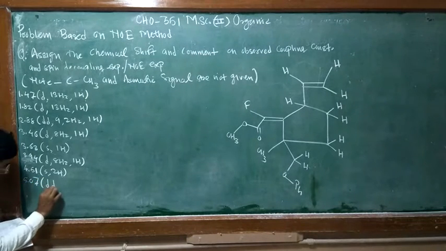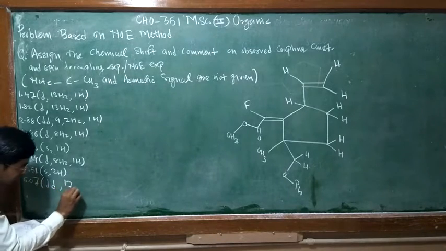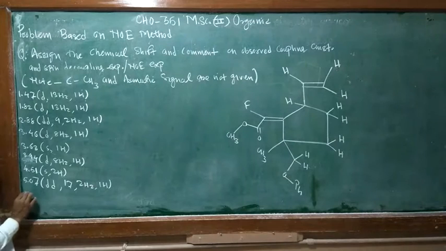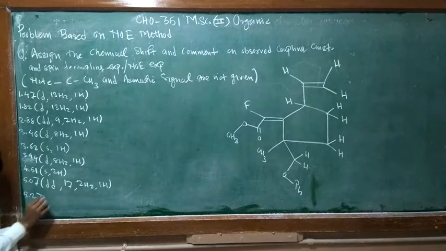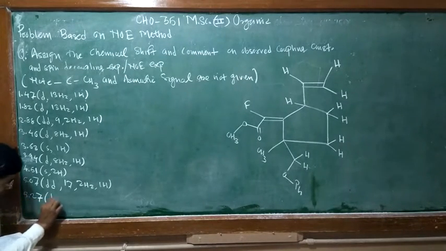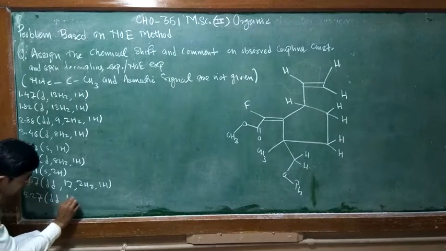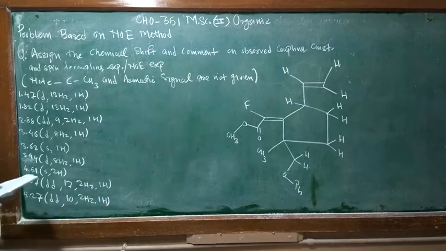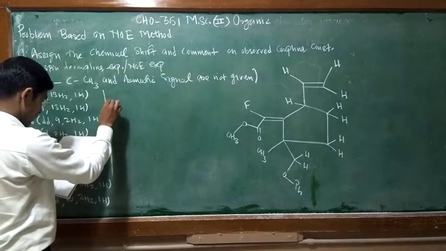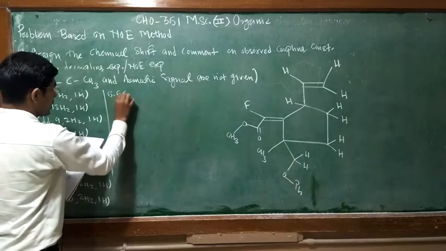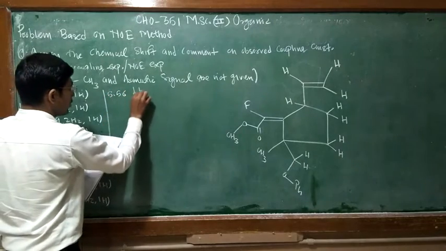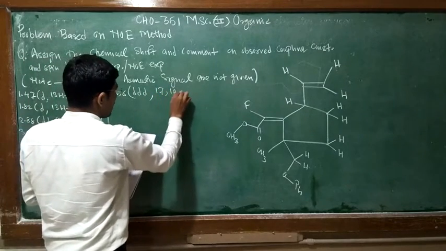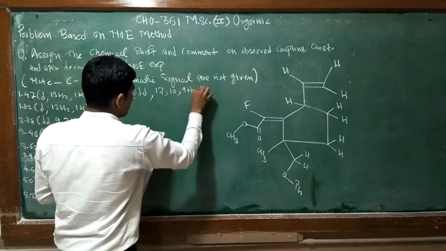5.407 doublet of doublet 17 and 2 hertz for one proton, 5.27 doublet of doublet 10 and 2 hertz again for one proton, and 5.56 doublet of doublet 17, 10 and 9 hertz for one proton.